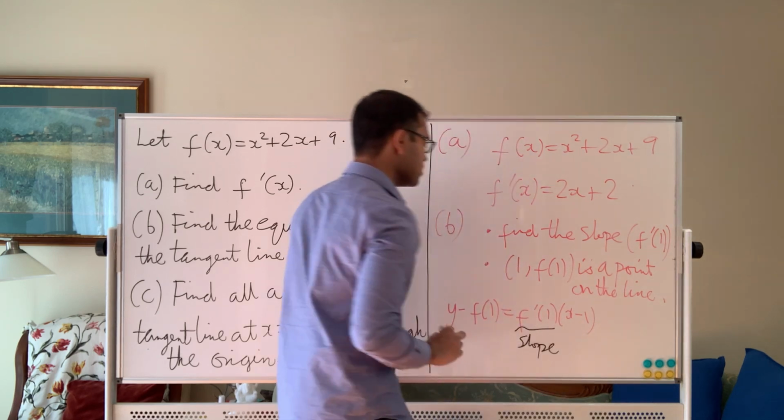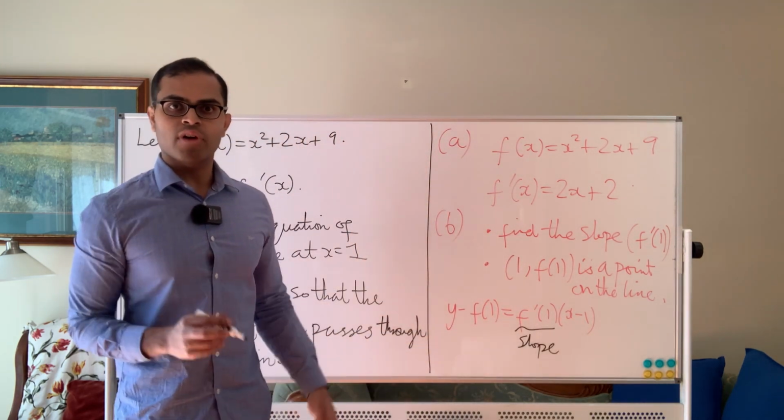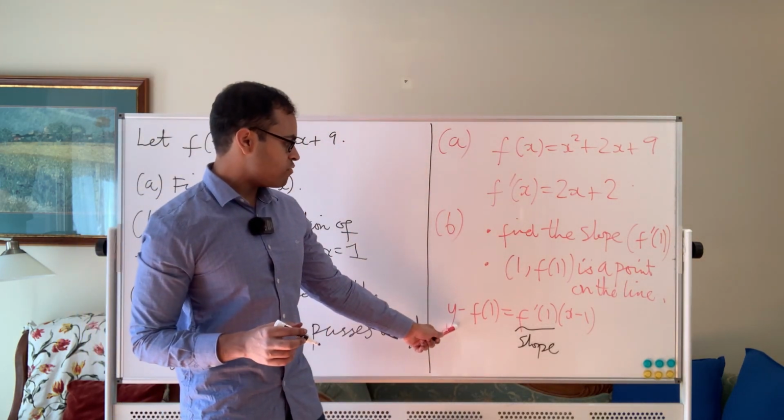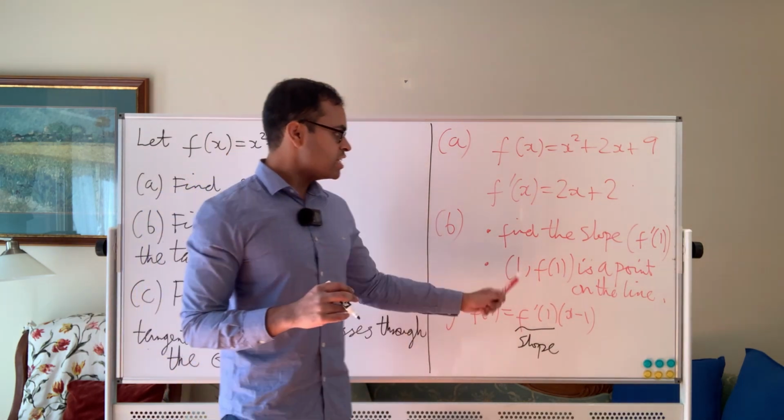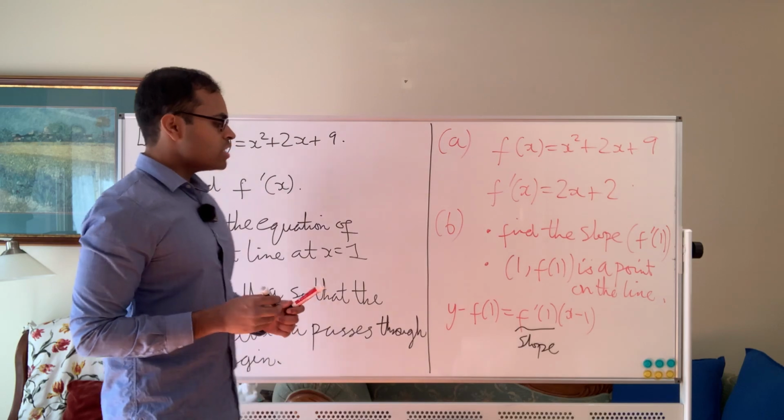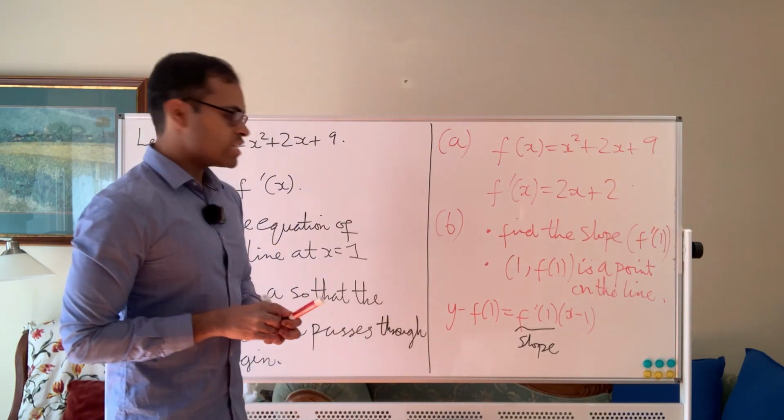And then finally, we just have to check it passes through the point (1, f of 1). If you plug in y is f of 1 and x is 1, you'll get 0 equals 0, which is a valid equation. So this is definitely the equation of the line. Now that we know that, let's actually write it out.